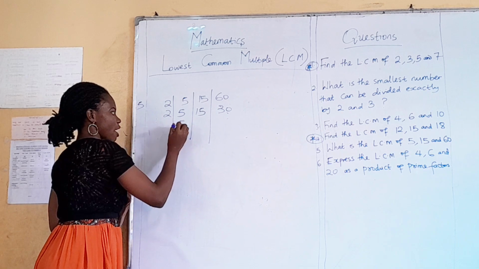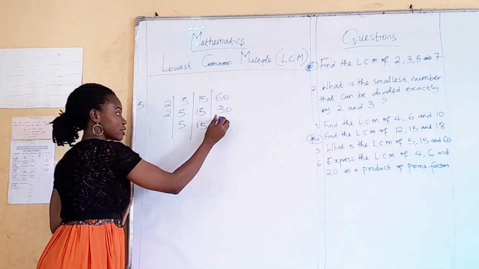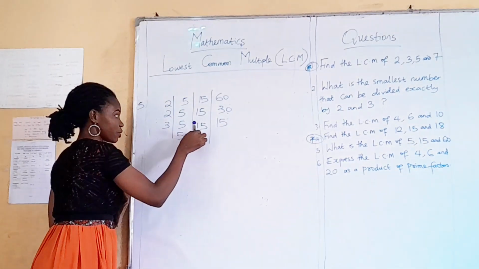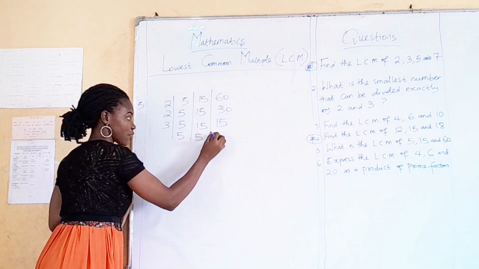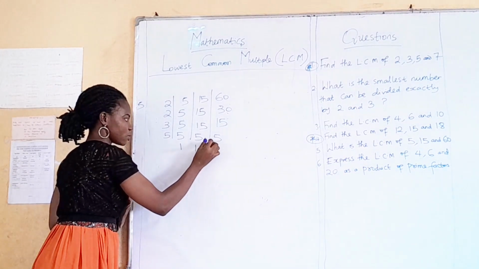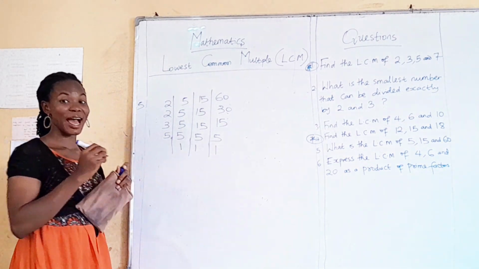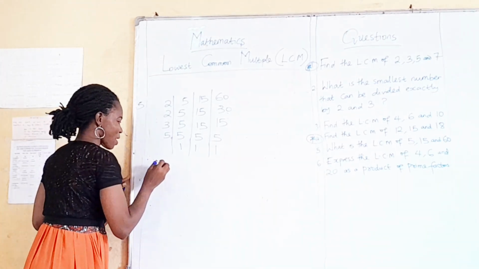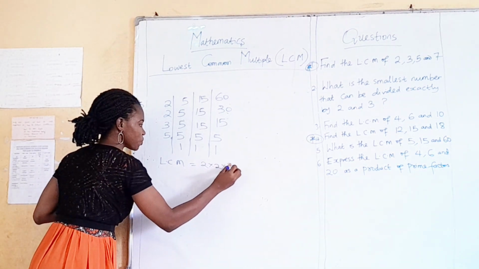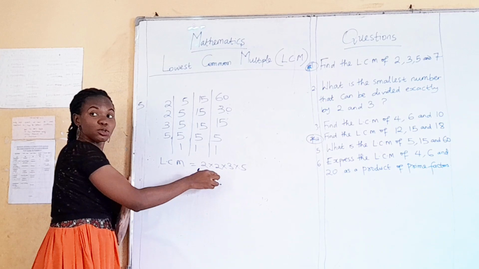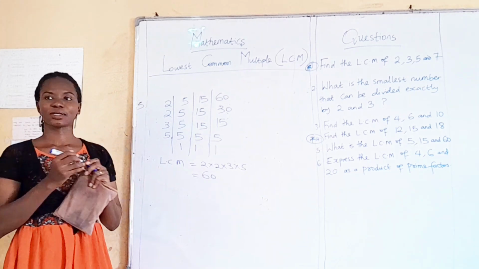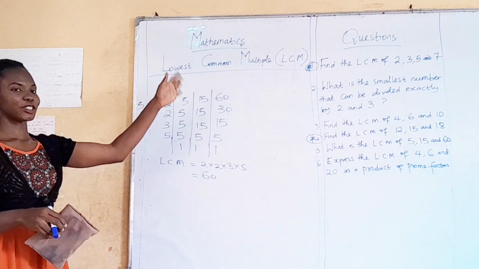2 we go here, 5, 15. 2 divide 30 is 15. 2 cannot go again, but 3 can go. 3 here is 5, 3 here is 5, 3 divided 15 is 5. So 5 is the next one, 5 here, 1, 1, 1. So we have gotten to 1, 1, 1, so we know that we are done. Our LCM will now be 2 times 2 times 3 times 5. 2 times 2 is 4, 4 times 3 is 12, and 12 times 5 is 60. So 60 is the lowest common multiple of 5, 15, and 60.